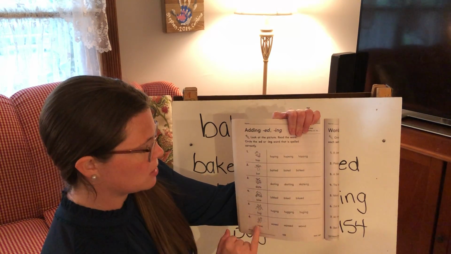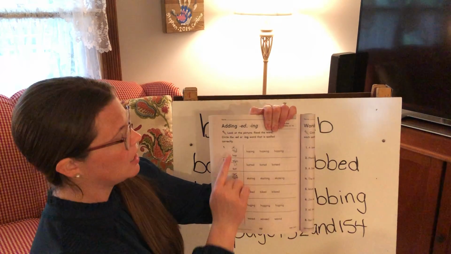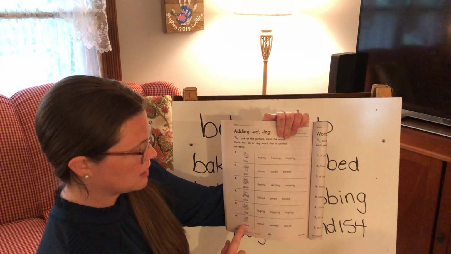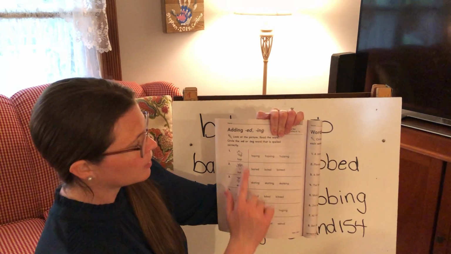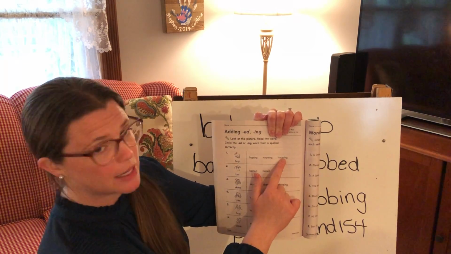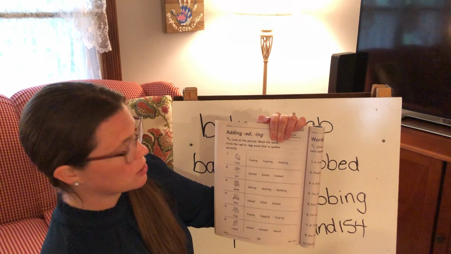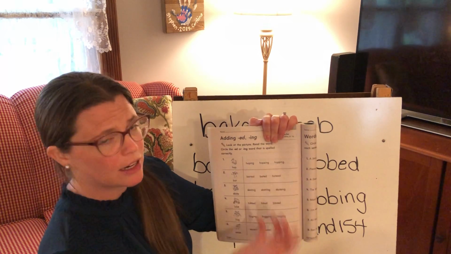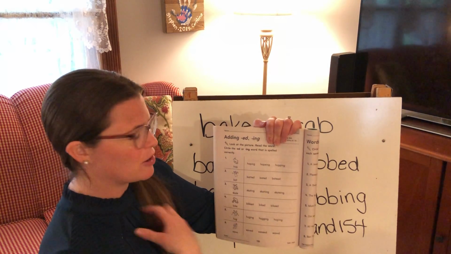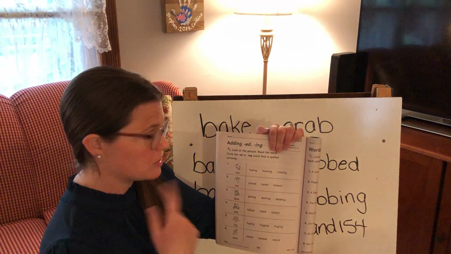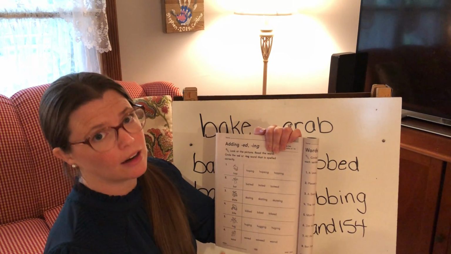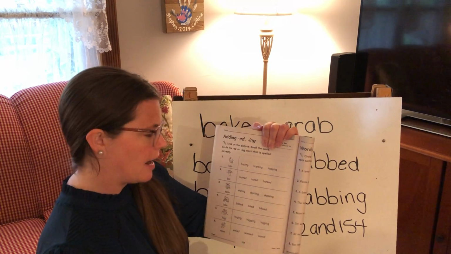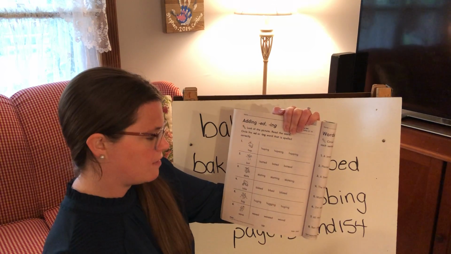So it gives you your base word. This is page 152. It gives you your base word over on this side with a little picture. And then there are three choices over next to it. So the word hop is going to try to turn into hopping, but there's two silly answers and one real answer. You have to circle the one that's correct. You'll do that for all of these.